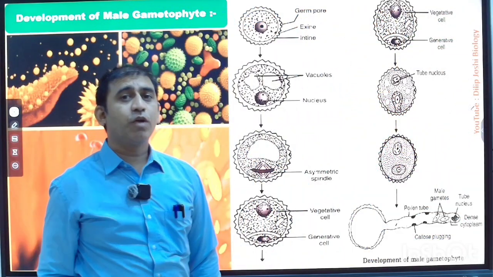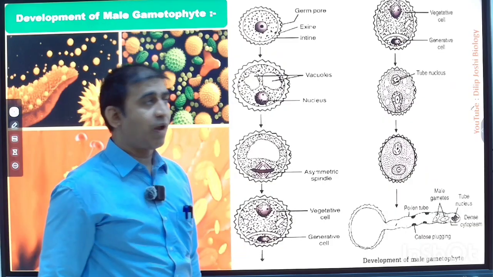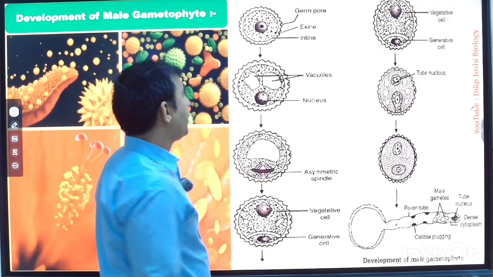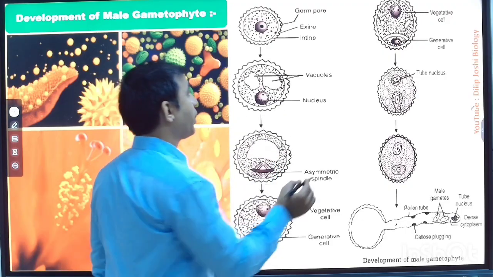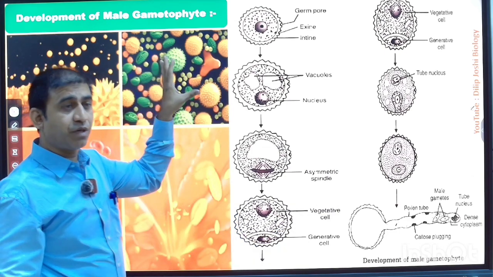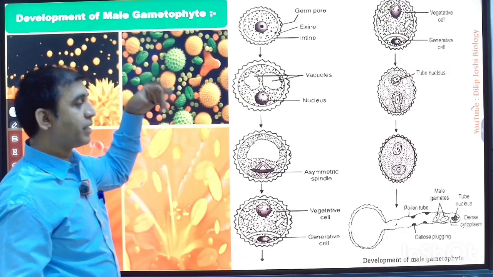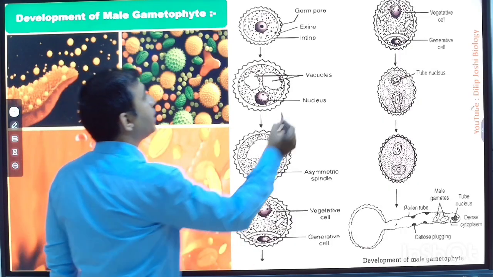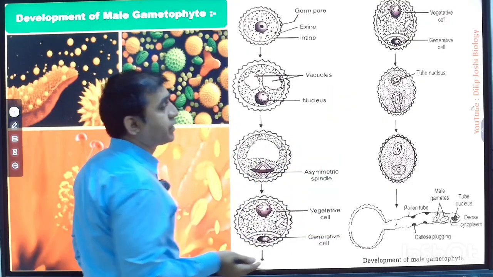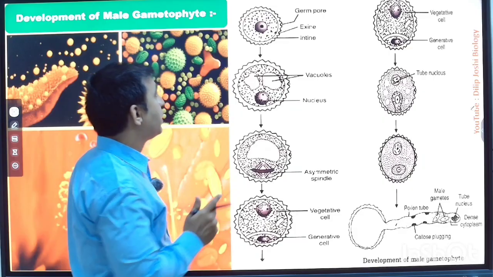Here we can see the development of male gametophyte. As maturity arises in the flower, the pollen grain is going to develop. So after the mitosis from the pollen grain, when we saw the structure of pollen grain, see here the pollen grain has different kinds of sculpture on its outer layer, that is exine. Then the pollen grain after the mitosis will produce two cells, one is the vegetative cell and another is the generative cell.